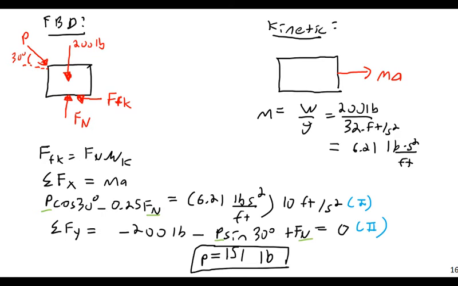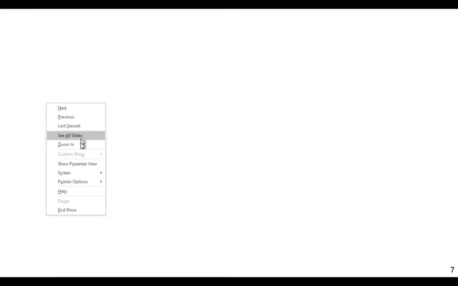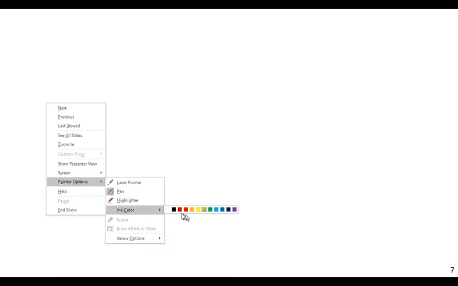Okay, so let's look at another one, maybe something a little more complicated. Let's look at a system where things are joined together. A system of dependent motion, perhaps we could call it. So I have another example problem.